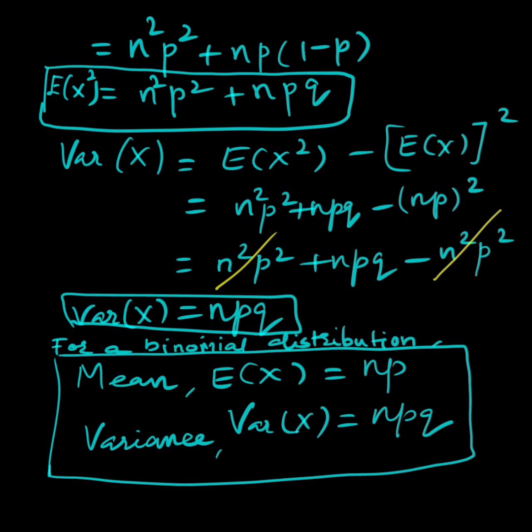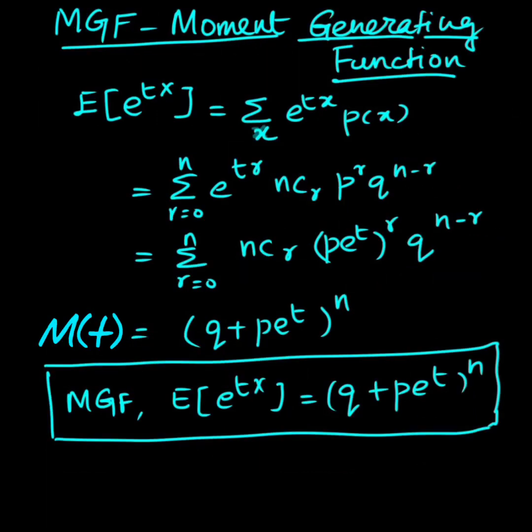Now the calculation part of variance: it is E of x square minus E of x the whole square. E of x square as per derivation is n square p square plus npq, minus E of x, that is the mean, square, which is np the whole square. Again simplification, n square p square is cancelled. Finally we get npq. Thus the variance of the binomial random variable is npq.